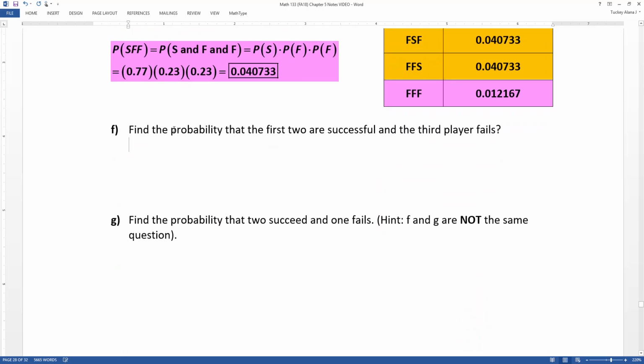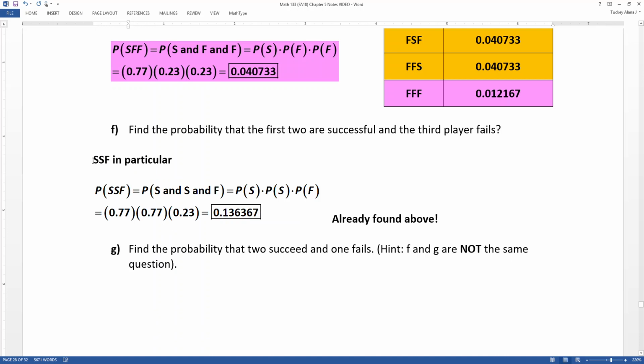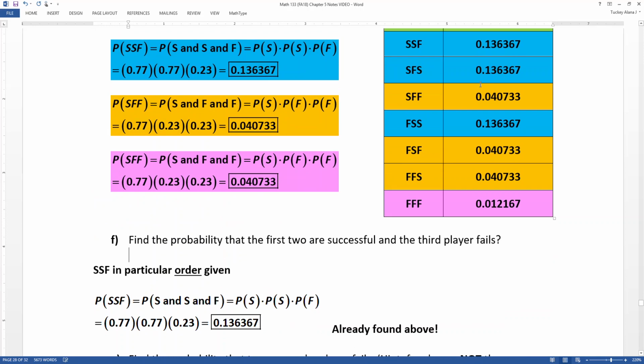Now let's find the probability that the first 2 are successful and the third player fails. Well, we already found that, right? First 2 successful, third player fails. There's an order to that. It's implying that it's S, S, F, but we already found it, right? It's the probability of success times the probability of success times the probability of failure. They implied a particular order, and we're using that order, right? Something comes first, then something comes second, and so on, right? And it's 0.1367.